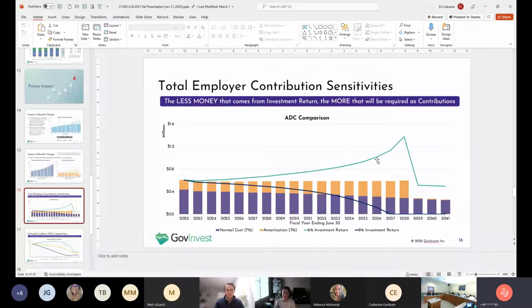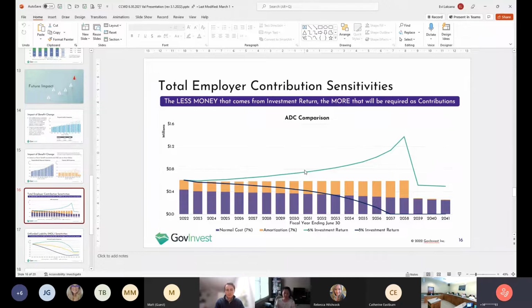Okay, moving on to slide 16. This is where we have done some kind of investment return sensitivity. This is what Max mentioned before. These outputs were from our OPEB software, and the bars are essentially the ADC under the 7% investment income that we are currently assuming.